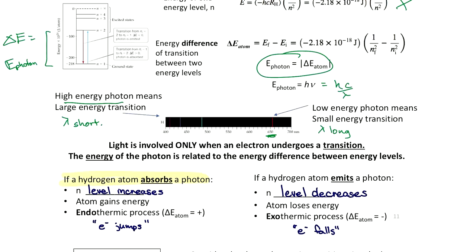Versus when an electron falls to a lower energy level, your n level decreases and your atom loses energy. This is an exothermic process. Light is actually emitted. So what we're seeing when we look at these line spectra is the emission of light. We have to be careful of our language here. Is the electron getting promoted and absorbing light, or is it falling and emitting light? Those are the two scenarios, and then we can relate it to energy based upon how big or small the transitions are.